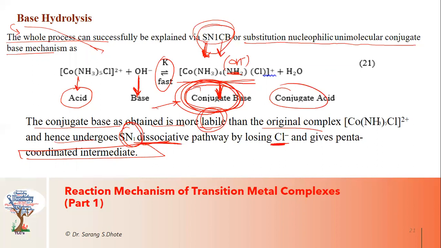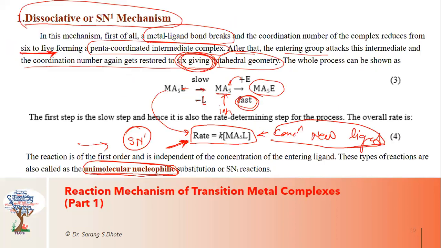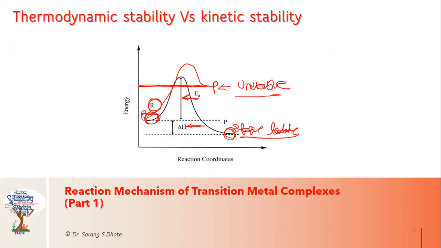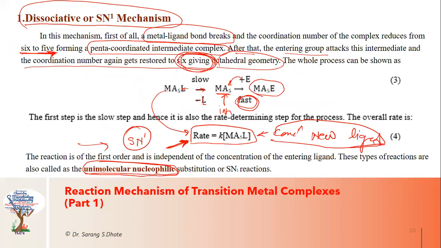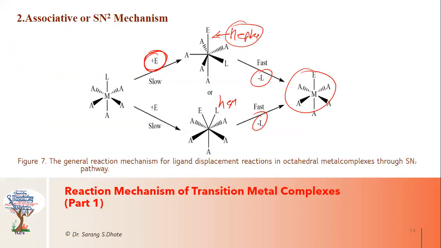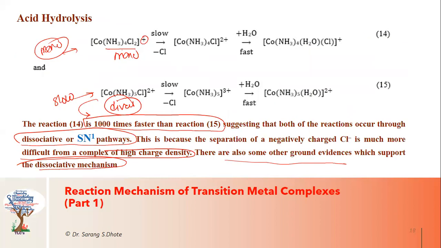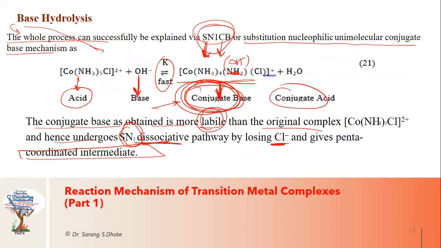So here is the end of this chapter. यहाँ पर आपने discuss किया था what is the meaning of labile, what is the meaning of inert complexes, what is the thermodynamic stability, kinetic stability. इसके बाद ligand displacement reaction में we discussed the SN1 mechanism, the SN2 mechanism is also there. Then what is the meaning of acid hydrolysis? When the ligand is replaced by the water molecule, it is known as acid hydrolysis. When the ligand is replaced by the hydroxyl ion, it is known as base hydrolysis. So this is the end of this chapter.